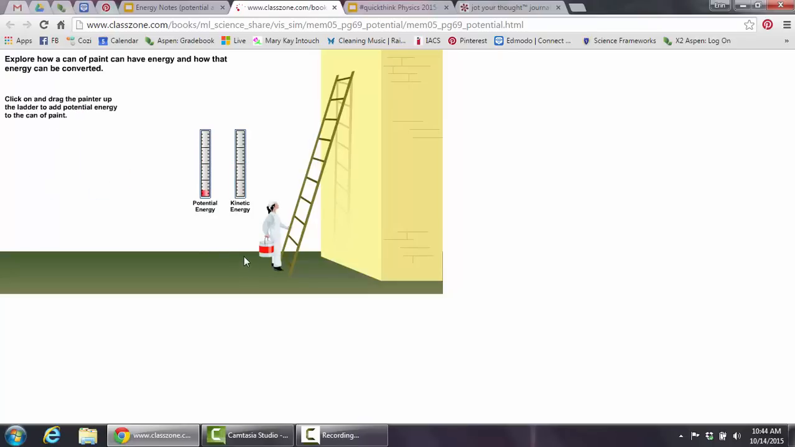So here we have a larger paint can. As she climbs the ladder, now we have the larger paint can, we have full potential energy, and watch what happens as we drop the paint can. The potential energy decreases, the kinetic energy increases.